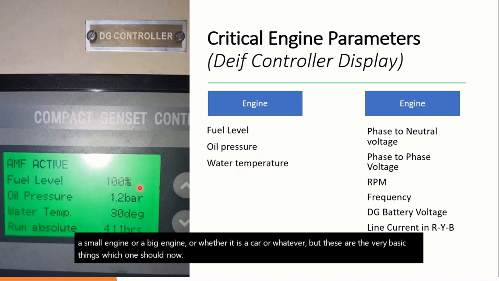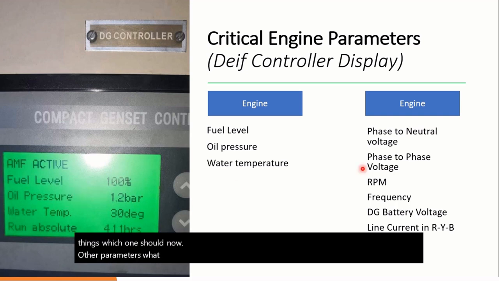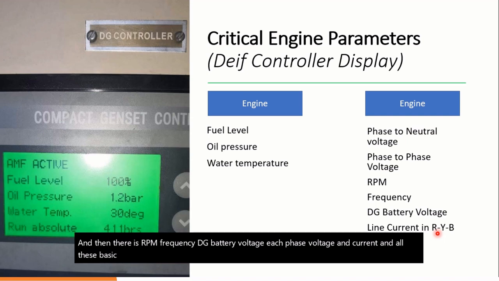Other parameters you can see on this are the phase to neutral voltage, which is on the alternator side, and then the RPM, frequency, DG battery voltage, each phase voltage and current, and all these basic things are also shown in the display. Once we scroll this arrow, we can see those parameters also.